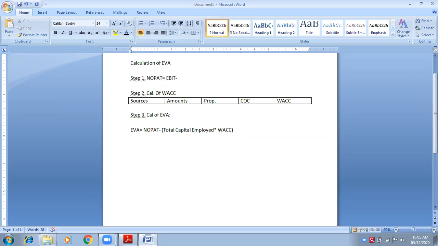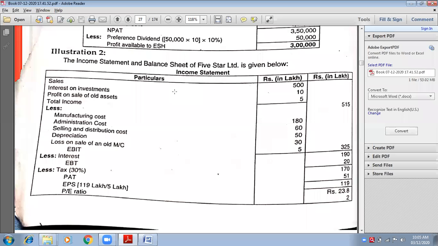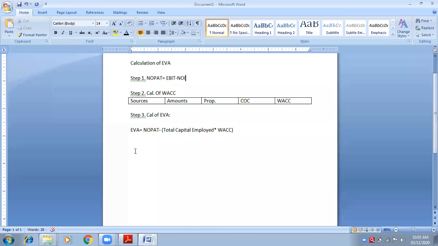Less non-operating incomes. One thing was deducted that I did not want. Let me be very clear: not all expenses were deducted, but there is only one thing that I don't want that was deducted. Loss on sale of old machinery was deducted as a non-operating expense. I don't want it, so add it back. Less NOI, add NOE.